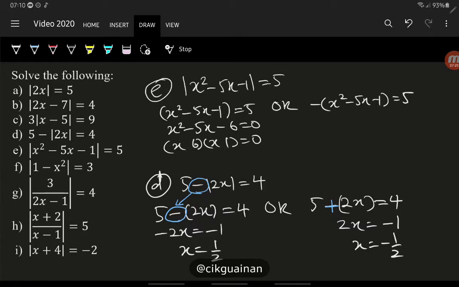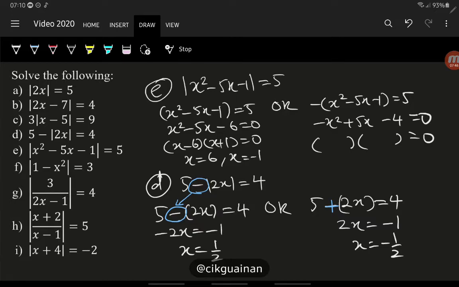It's 6, 1, minus plus. So it's x equals 6, x equals minus 1. This one, minus x squared plus 5x plus 1 minus 5 equals 0. So it's minus 4, I think.